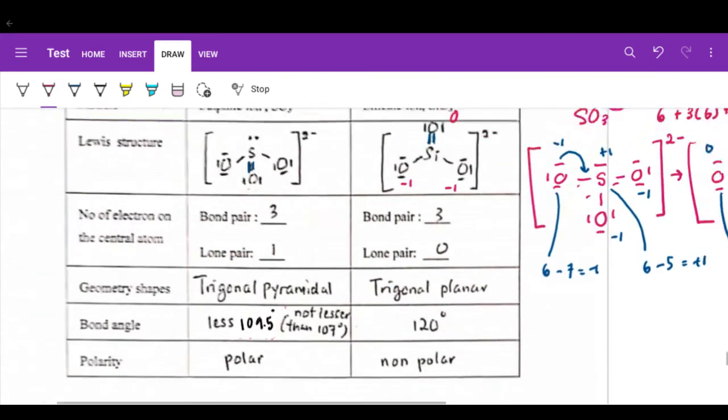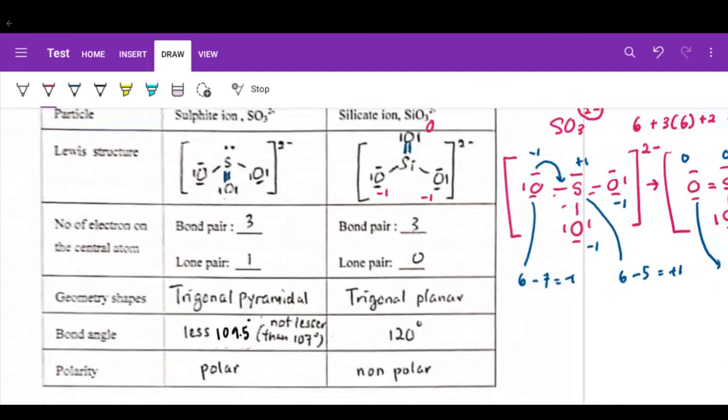Alright. The next is number of electron on the central atom. So bond pair on the central atom. If you wrongly write the Lewis structure, of course, this answer also will be wrong. Okay, so the bond pair is 3. Bond pair. So 1, 1, 2, 3. So lone pair, it has 1 lone pair. Don't forget, don't calculate the number of bond.